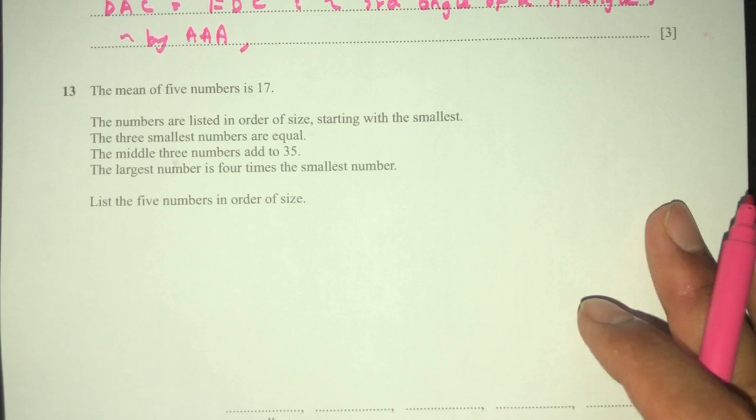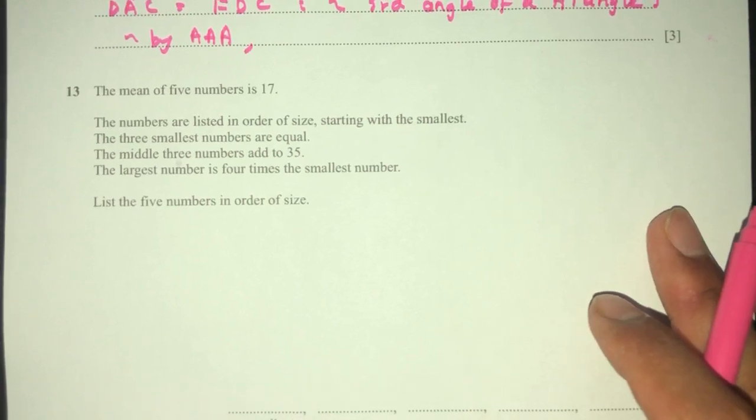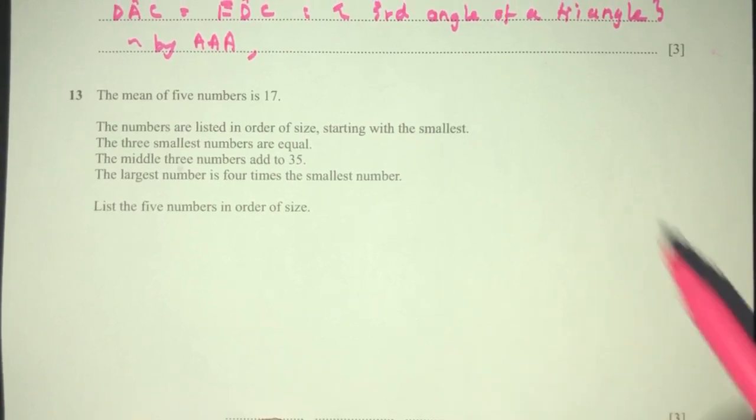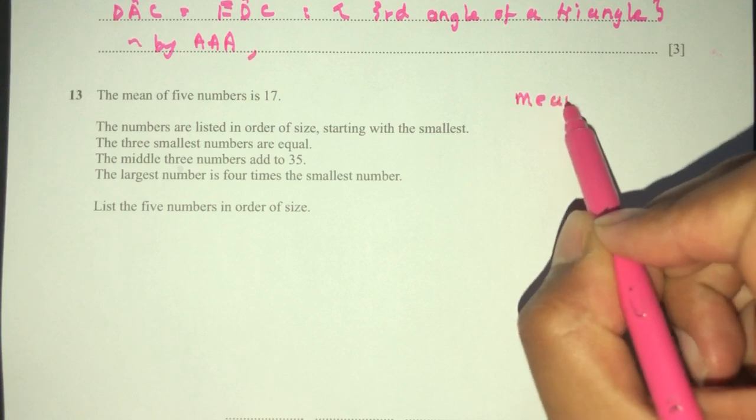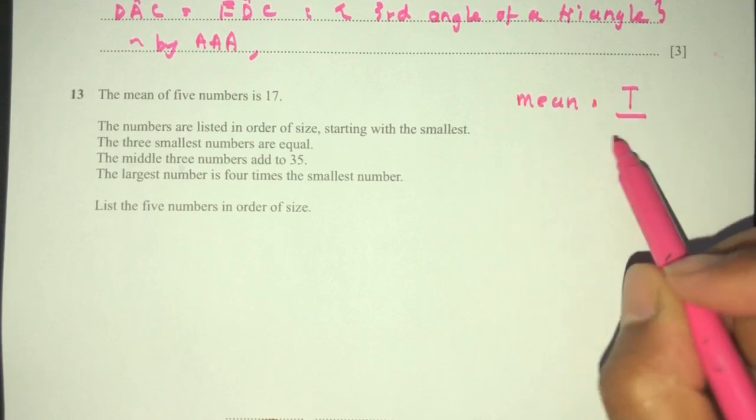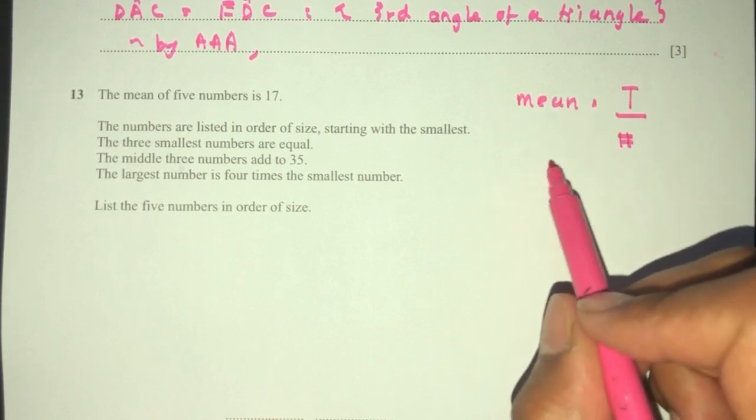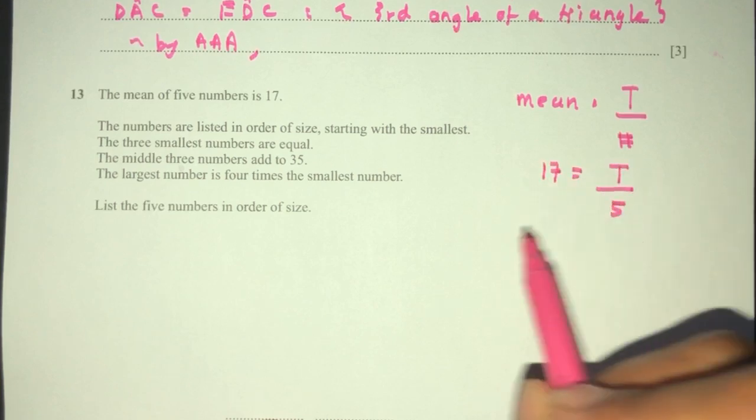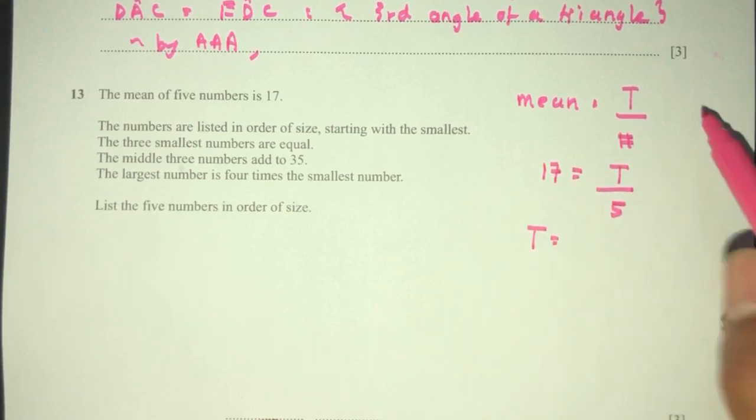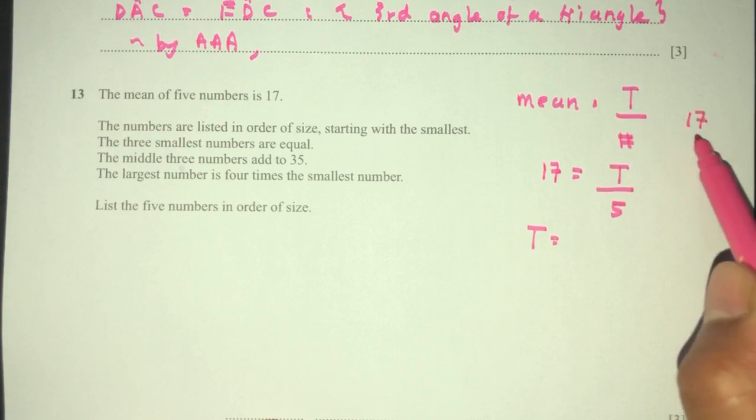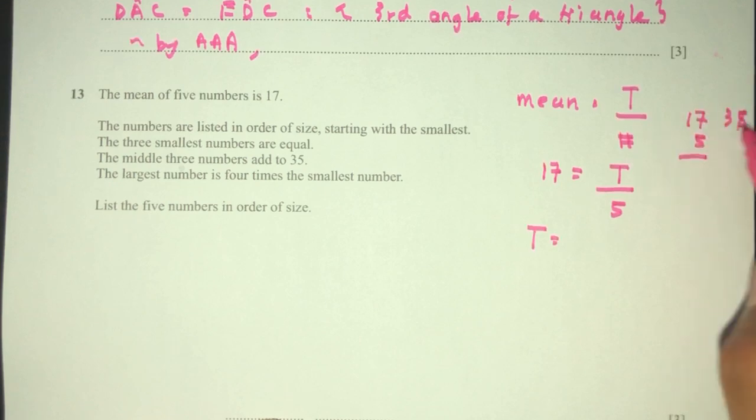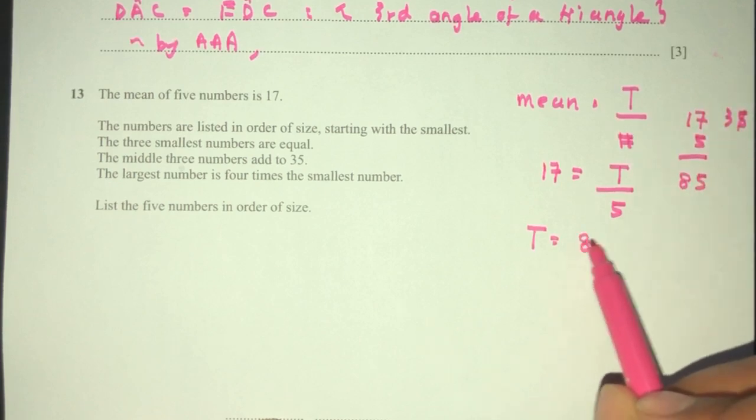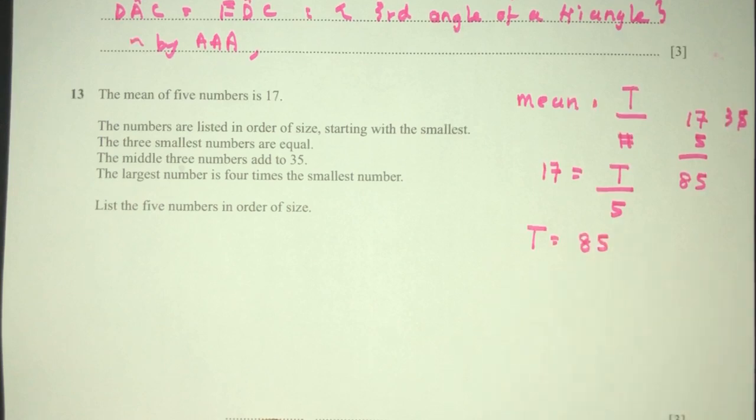Now let's move on to question number 13. The mean of 5 numbers is 17. How do you find the mean usually? The mean is equal to the total divided by the number of numbers. The mean is 17. The total we don't know, but we know there are 5 numbers. So the total is equal to 17 times 5. Let's do this one by one. That will be 35 and that should be 85. 17 times 5 will be 85. This is the total of the 5 numbers.